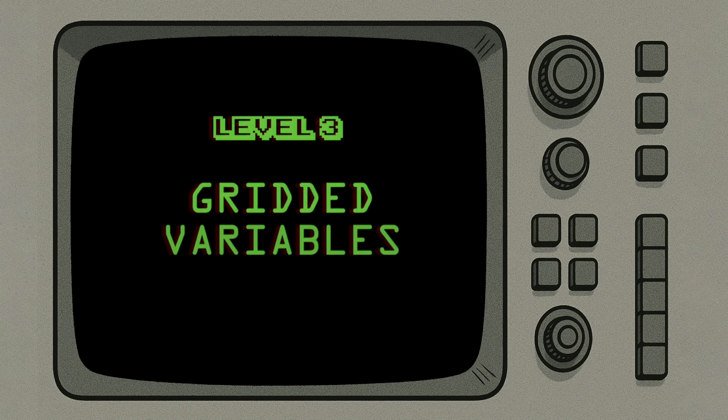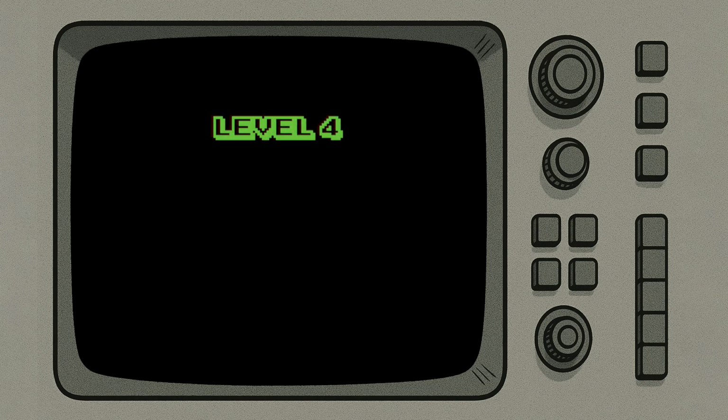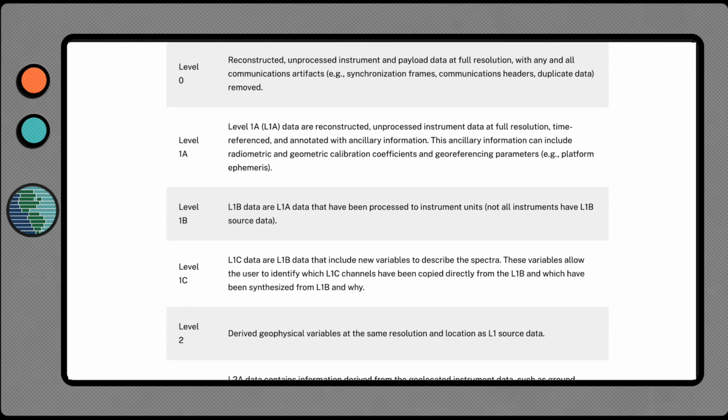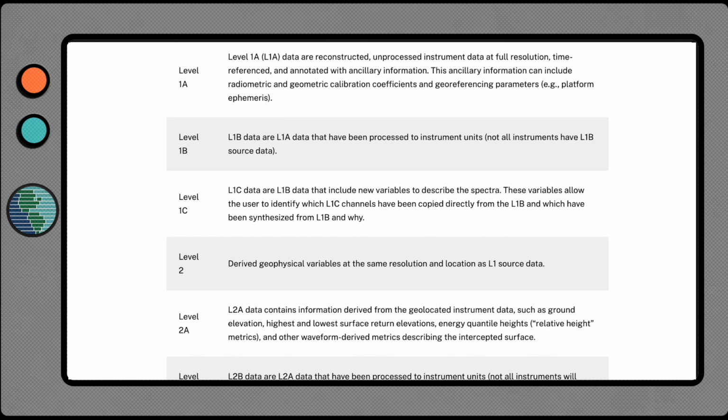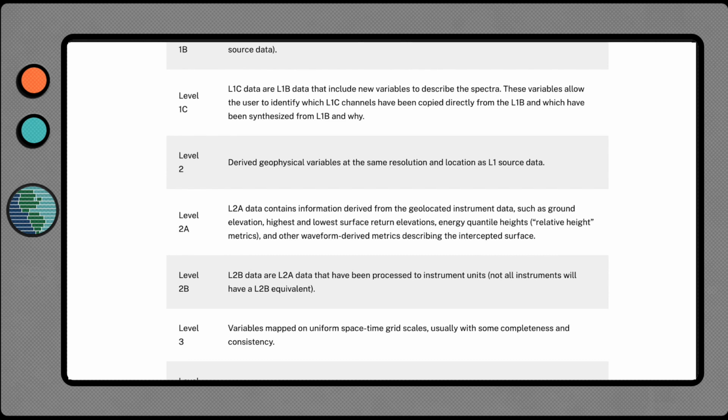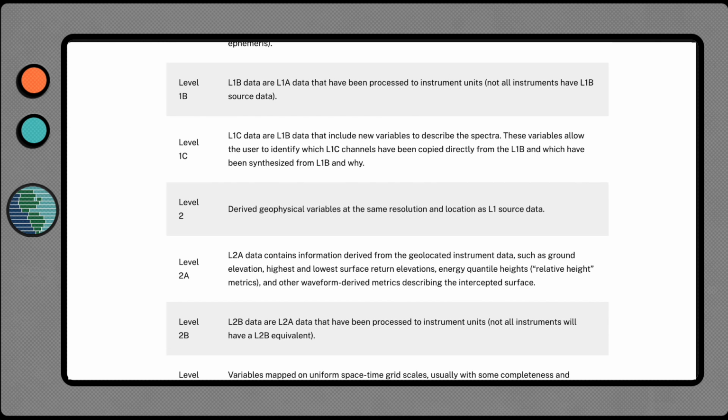Level 3. This is where data are mapped into uniform space-time grids and are frequently used among GIS users. Level 4. This includes model outputs or analysis results combining multiple sources. It's important to note that this hierarchy of processing levels describes the degree of processing applied to a data product. Users should consider how you plan to use the data product before you select the level. Note that there are trade-offs when using different processing levels of data.